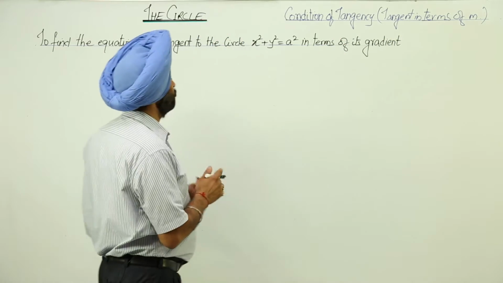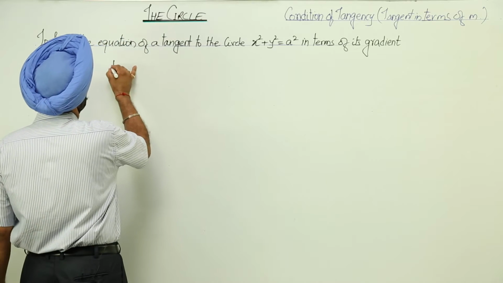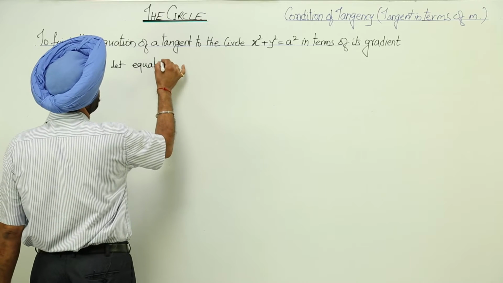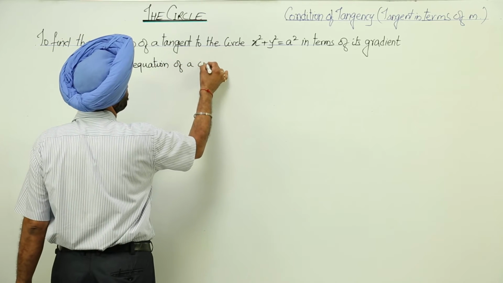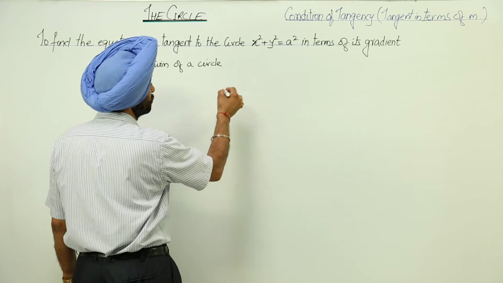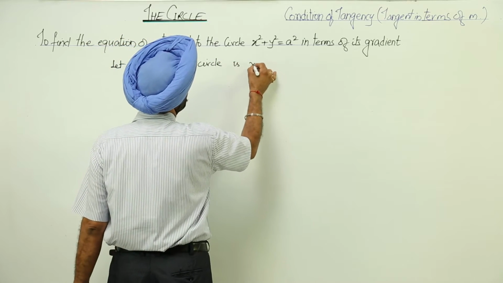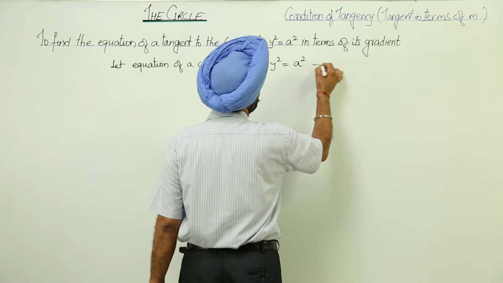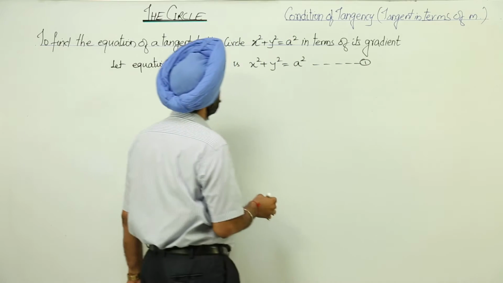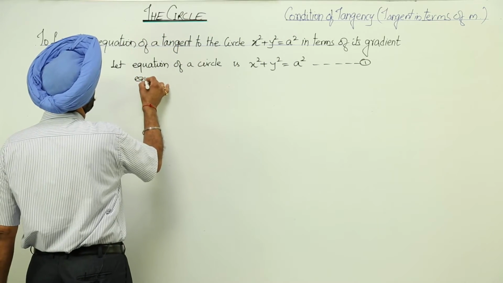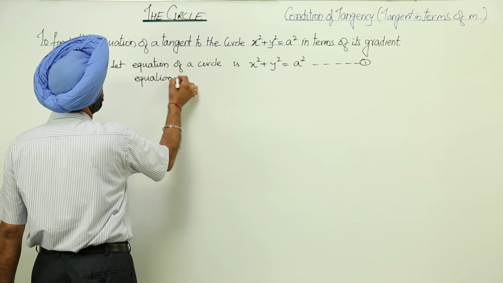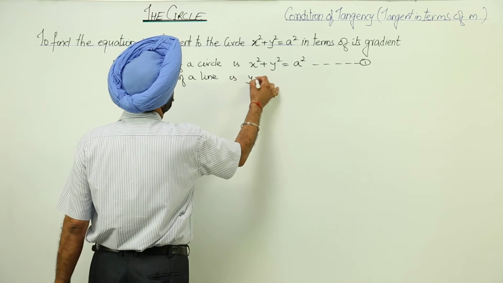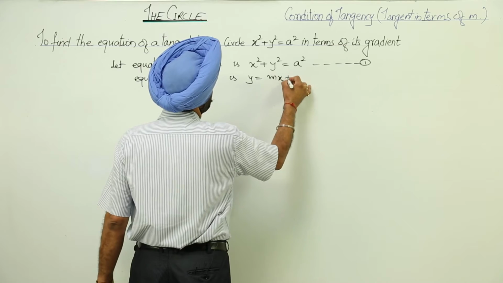Now, let the equation of a circle be x square plus y square is equal to a square. The equation of a line is y is equal to mx plus c.